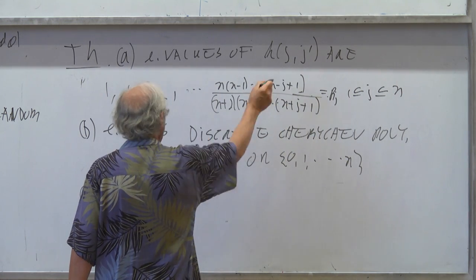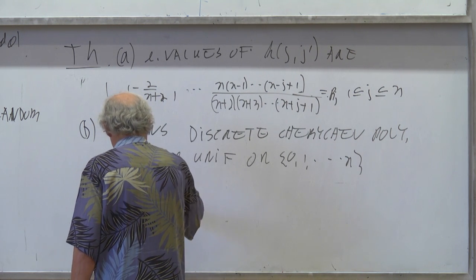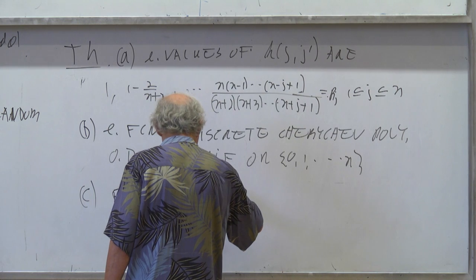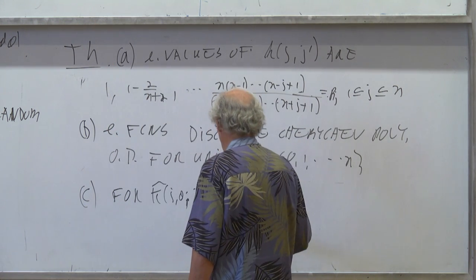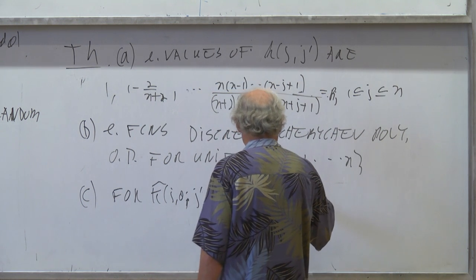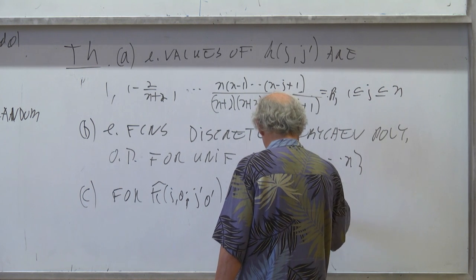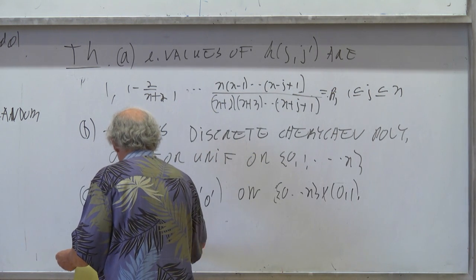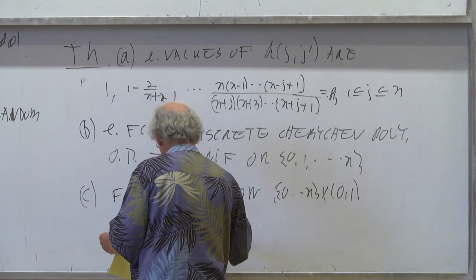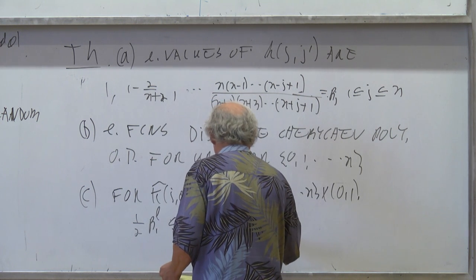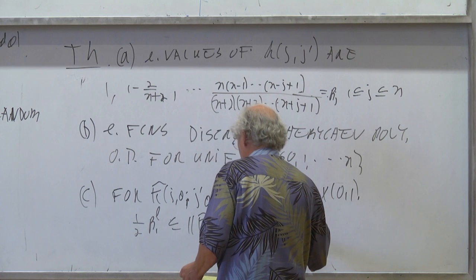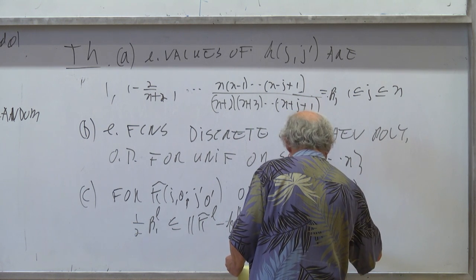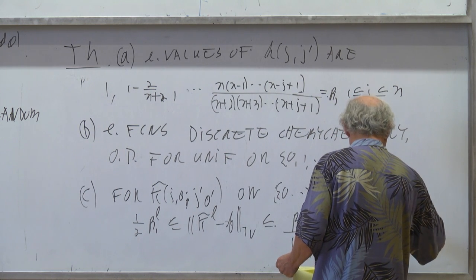For the bivariate chain, this is for the K chain, for the bivariate chain, for K wiggle of j theta to j prime theta prime, that's the chain that we're supposed to analyze on 0 up to n cross 0, 1. One half beta 1 to the L is less than or equal to the total variation distance after L steps to the stationary distribution. Total variation distance is less than or equal to beta 1 to the L minus 1 over 1 minus beta 1 to the 2L. This is for all L bigger than or equal to 2.